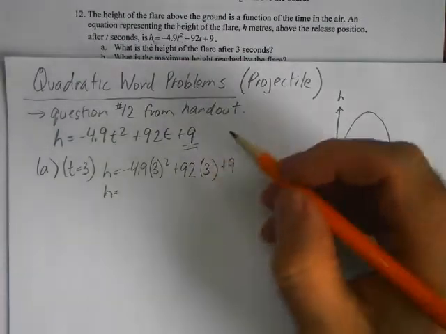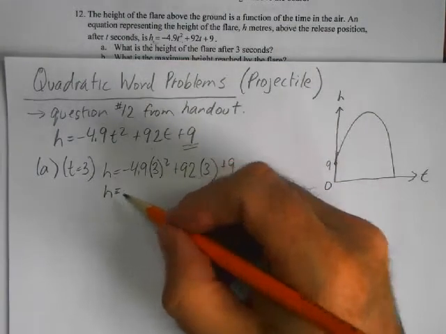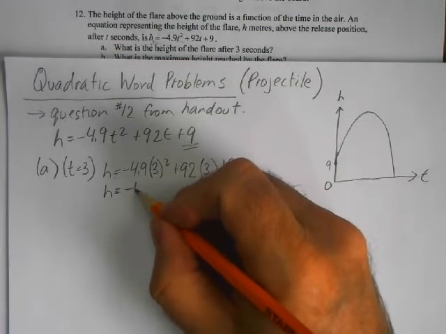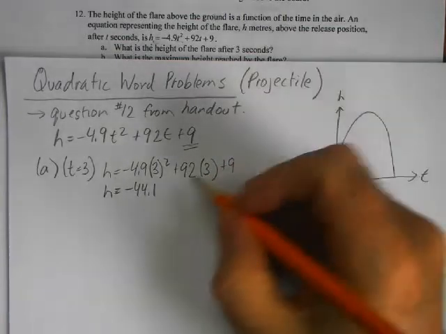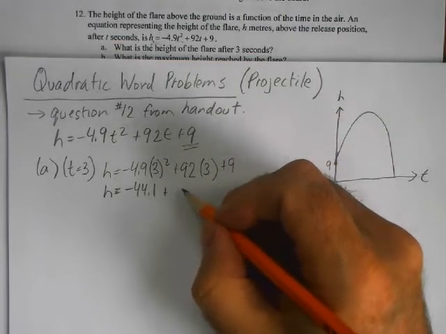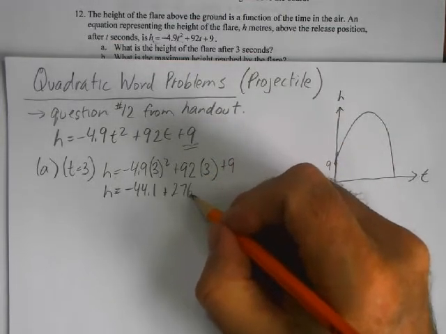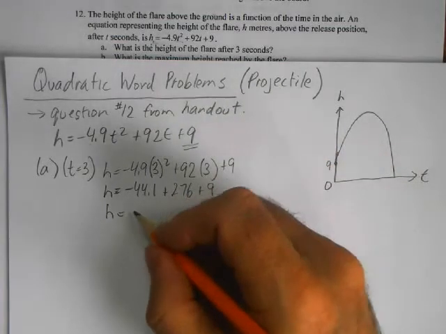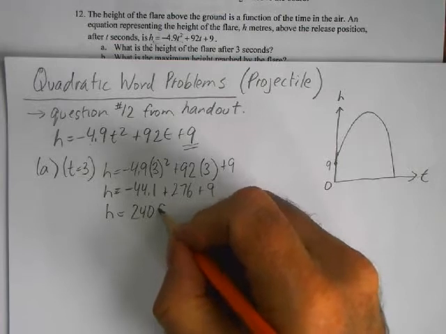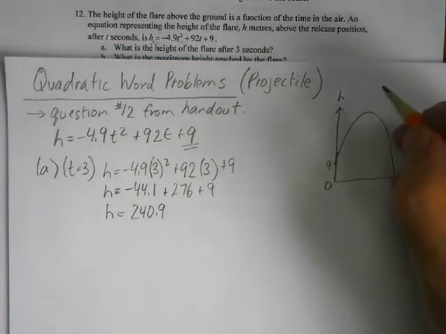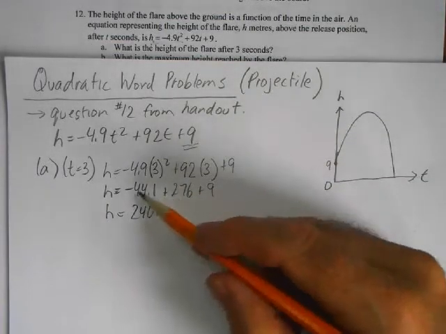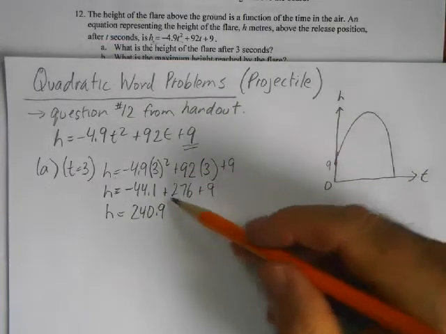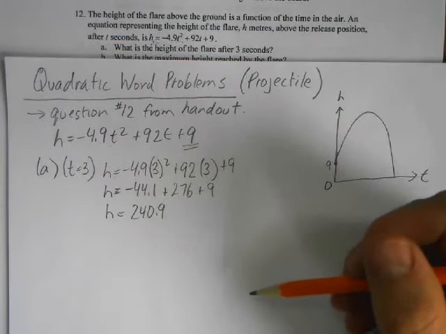I'll just do this quickly. This term works out to negative 44.1. This works out to 276, and the 9 is still the same. If you combine those, you get 240.9. Okay, and I didn't do any rounding here. I just calculated with the numbers that it came to. So this is actually exact.